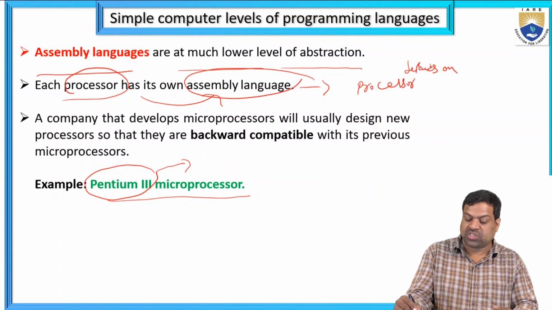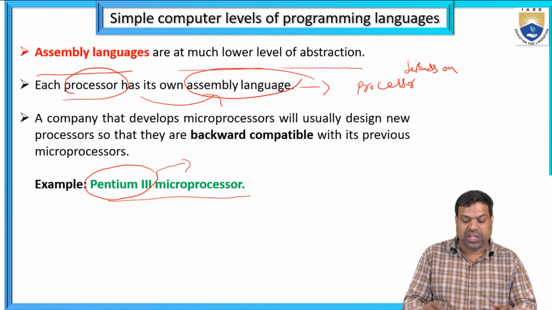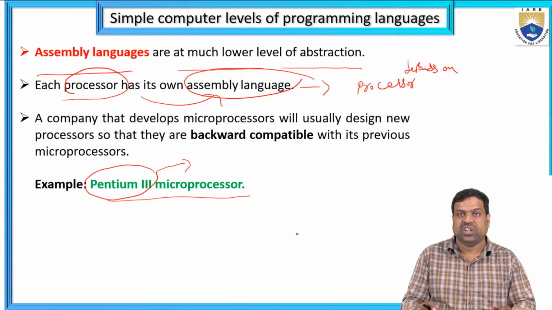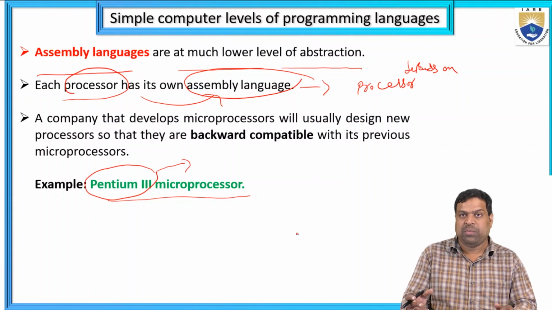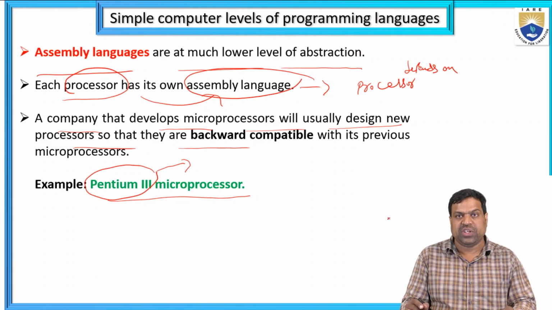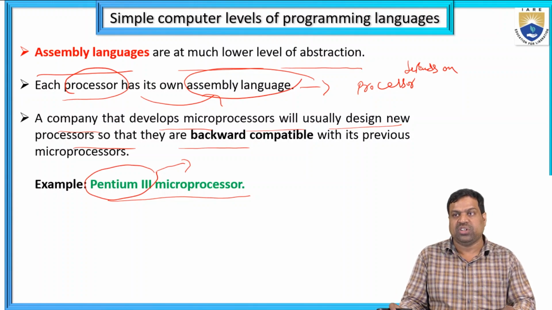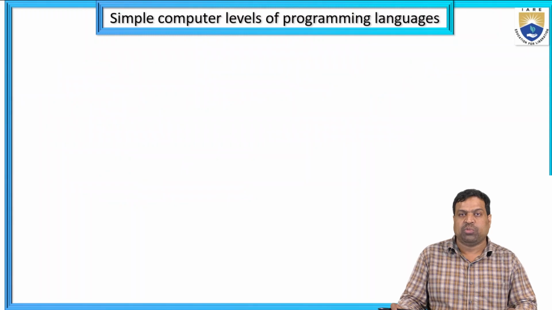It depends on the processor, so the assembly language may change. With Pentium 3 there is a certain assembly language. If I go for Pentium 2 or Pentium 4, the assembly language may change partially. But it is our own microprocessor language. A company that develops microprocessors will usually design a new microprocessor so that it is backward compatible with each previous microprocessor, so any assembly language depends on your previous microprocessor or your processor. So that is about assembly language.